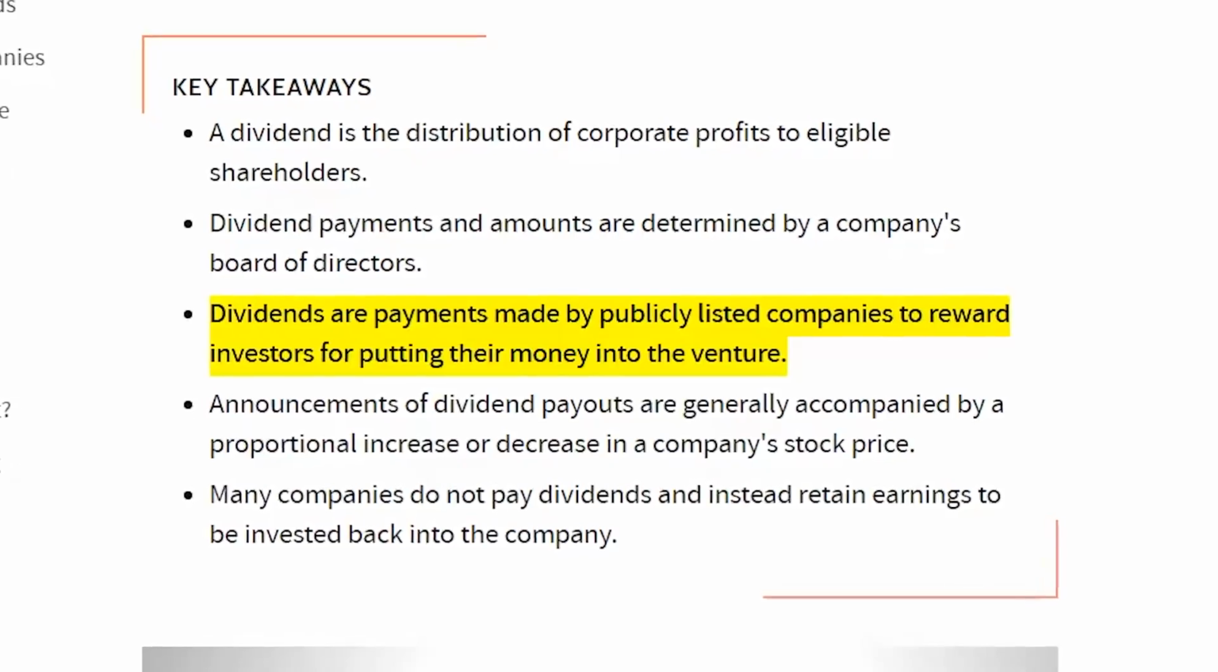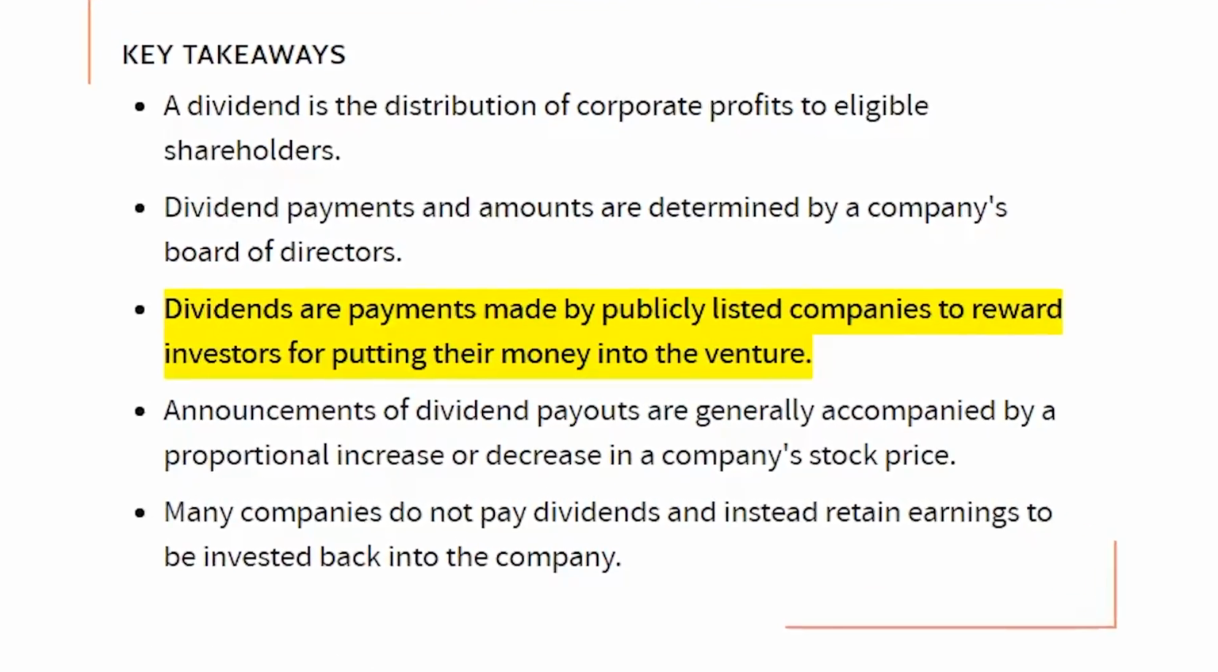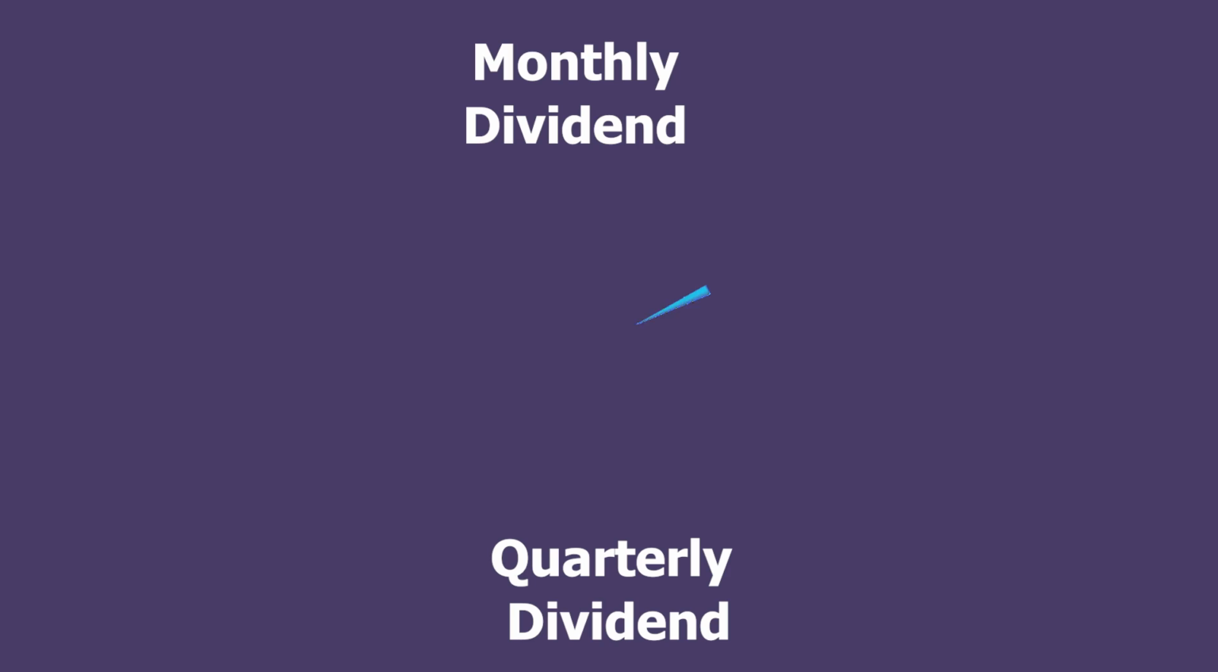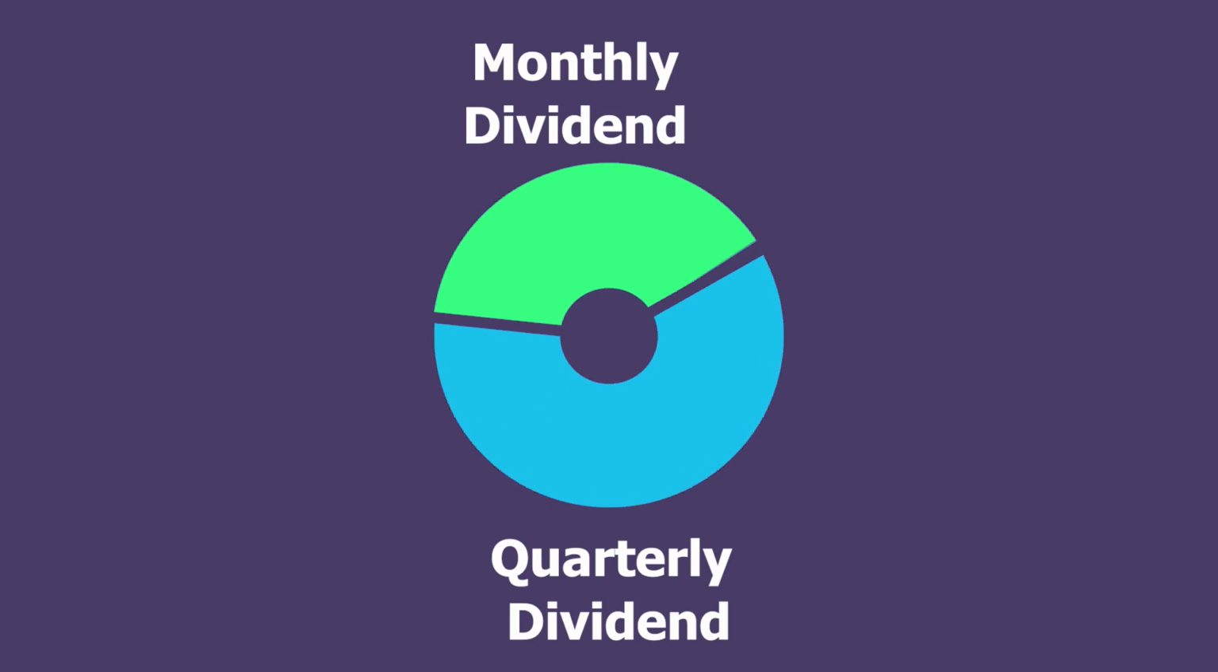So first off, what is a dividend? Dividends are payments made by publicly listed companies to reward investors for putting their money into the venture. So a dividend is when a company makes profit and decides to share that profit with their shareholders, people like you who hold their stock. They usually pay out every quarter, but there are stocks that pay out every month.